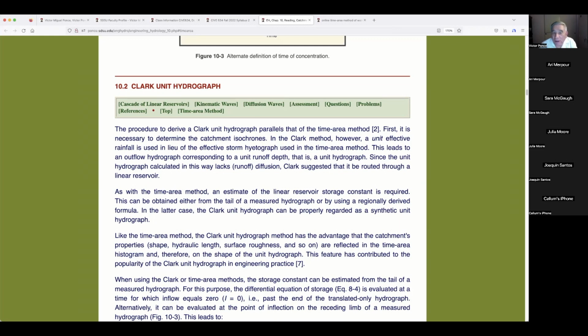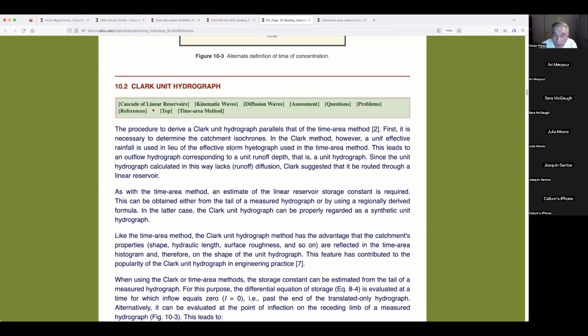The procedure to derive a Clark unit hydrograph parallels that of the time area method. The only difference is that the time area method uses a hydrograph, a full hydrograph of a storm. The Clark unit hydrograph uses just an impulse because it is a unit impulse. It's 1 inch of rainfall for any given duration which is specified. It could be 1/2 an inch in 2 hours, or 1 inch in 1 hour, or 1/3 of an inch each hour for 3 hours, to a total of 1 inch, right? And therefore, the Clark methodology is a unit impulse.